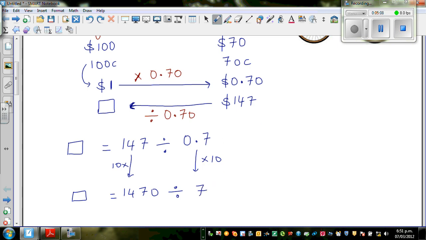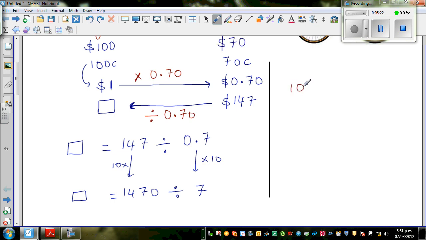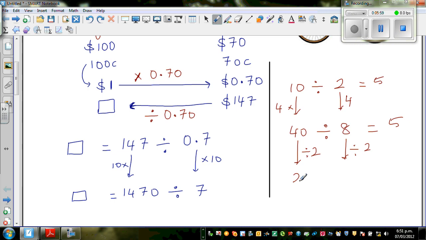Now you may wonder, how can I do this? Let me explain this separately. Suppose you want to divide, say, an easy number, 10 divided by 2. We know the answer is 5. If I increase this by 4 and also increase this by 4, this is 40 divided by 8, which is also 5. What if I multiply this by 2 and also this by 2? This is 20 divided by 4, which is also 5. So when you're dividing two numbers, whatever you do to one number, you do the same to the other number.